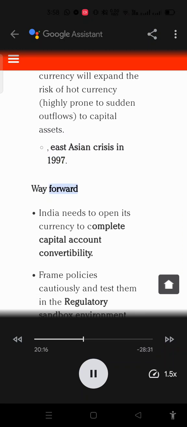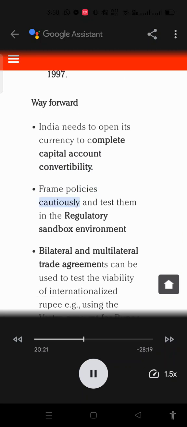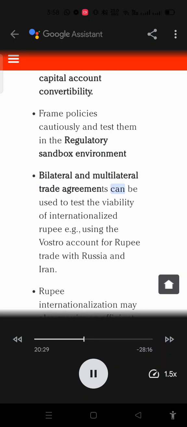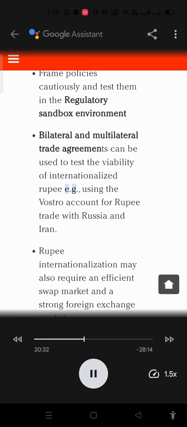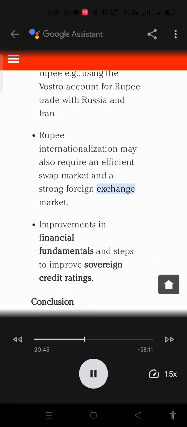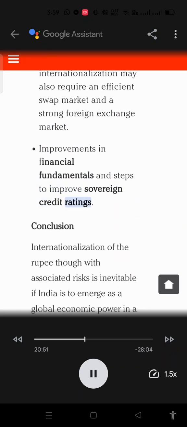Way forward. India needs to open its currency to complete capital account convertibility. Frame policies cautiously and test them in the regulatory sandbox environment. Bilateral and multilateral trade agreements can be used to test the viability of internationalized rupee, for example, using the Vostro account for rupee trade with Russia and Iran. Rupee internationalization may also require an efficient swap market and a strong foreign exchange market. Improvements in financial fundamentals and steps to improve sovereign credit ratings are also needed.